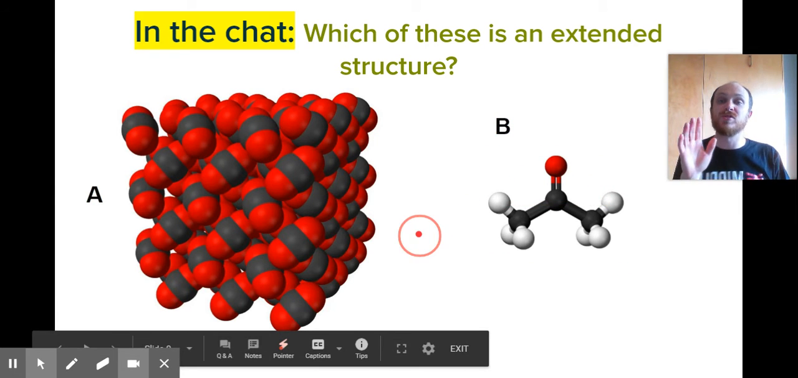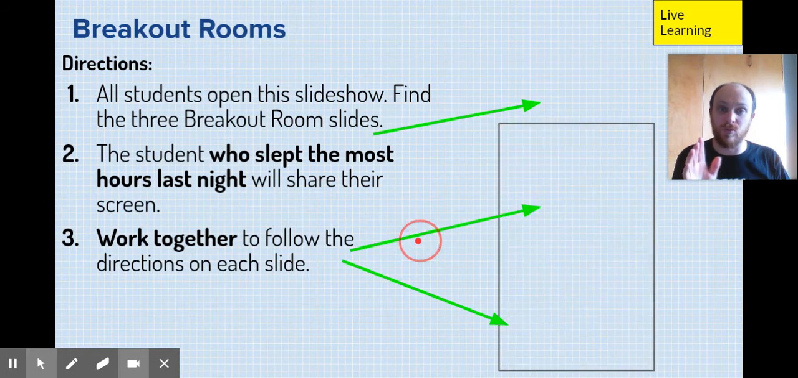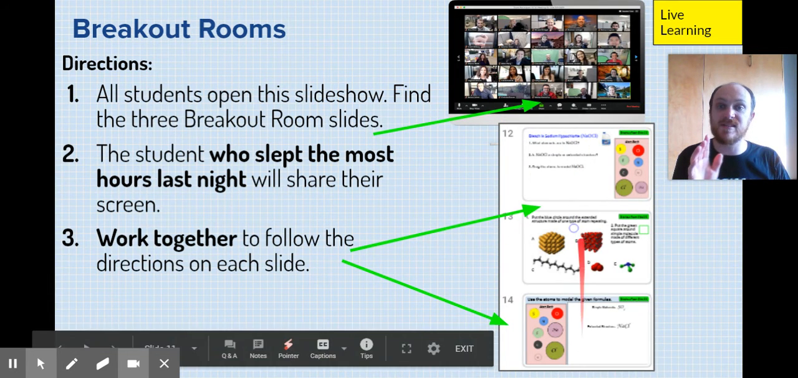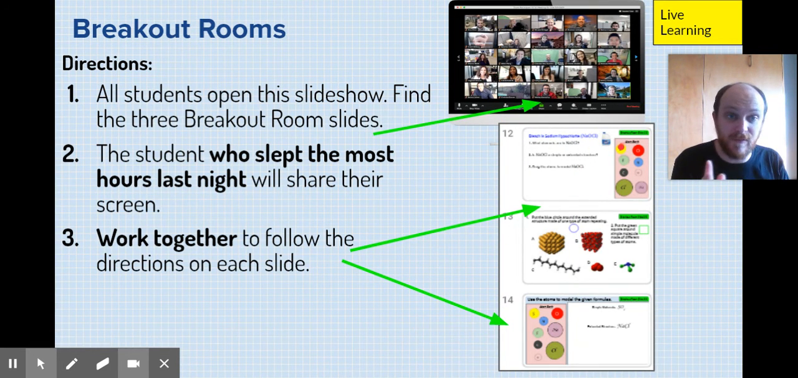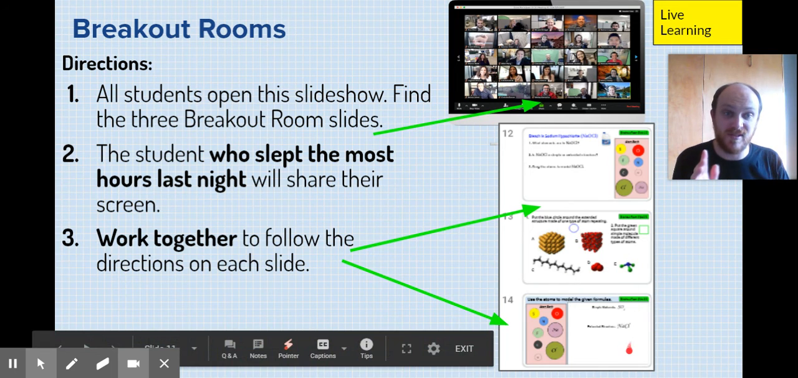Okay, so those are just some quick warm-up questions. In breakout rooms, students are working on these 3 slides together. There's some modeling involved, there's some multiple choice, and some other questions. So I'm just going to run through them, and I'm going to expect that you are going to do them.